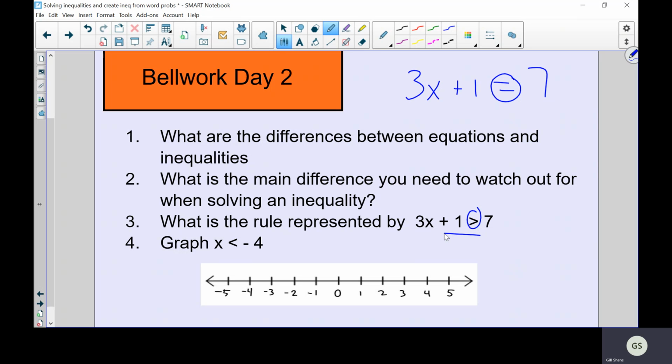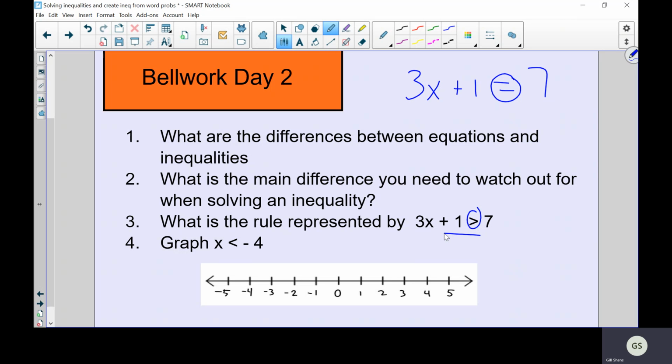So the difference is really not in the solving. We do the same exact steps when we solve, except we have to check the last step for one special case, which we'll talk about in a minute. The difference is how you interpret the solution. And we do that by reading these as different rules that we have to follow.